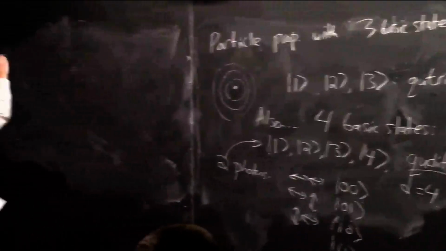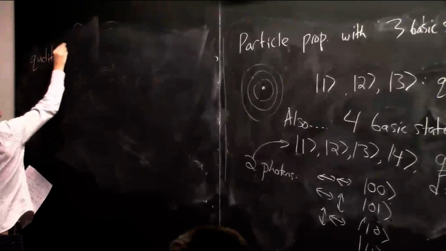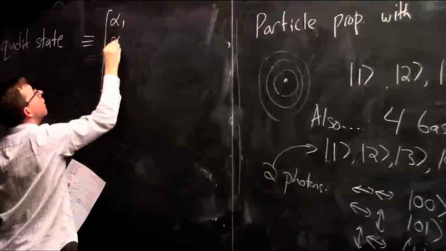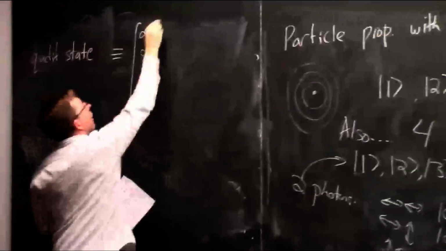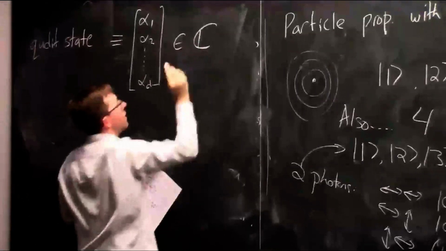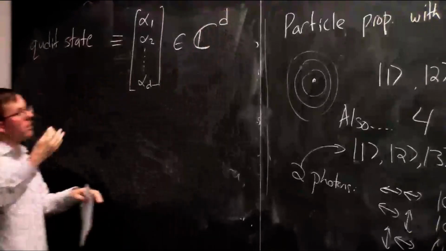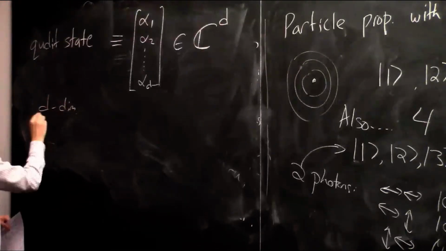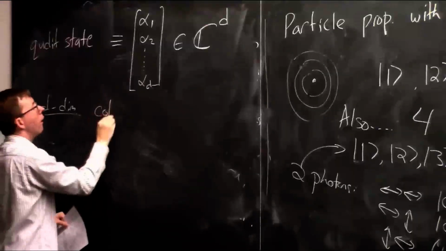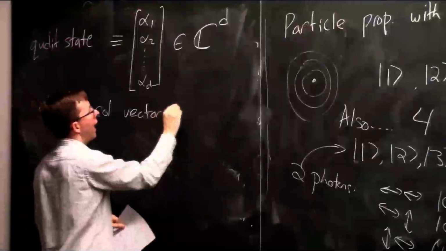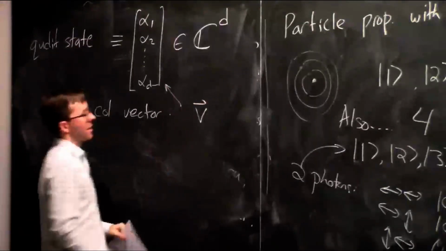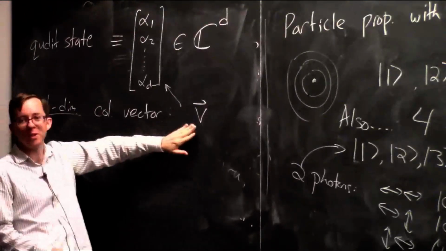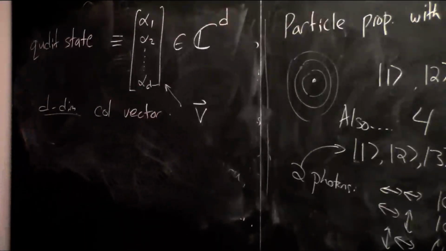A qudit state, we like to make it into a column vector, alpha d. It's a d-dimensional vector. Technically, these can be complex numbers, so it's in C to the d, not R to the d. And we always like to consider it to be a column vector. For now, let me call this v, as is standard in math. This is very untraditional in quantum, so we're going to stop calling it v relatively soon. But for now, we'll call it v vector.